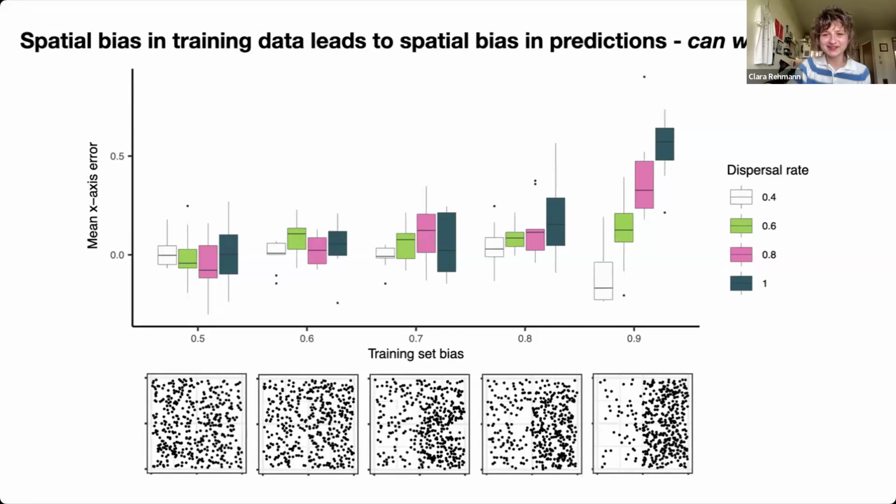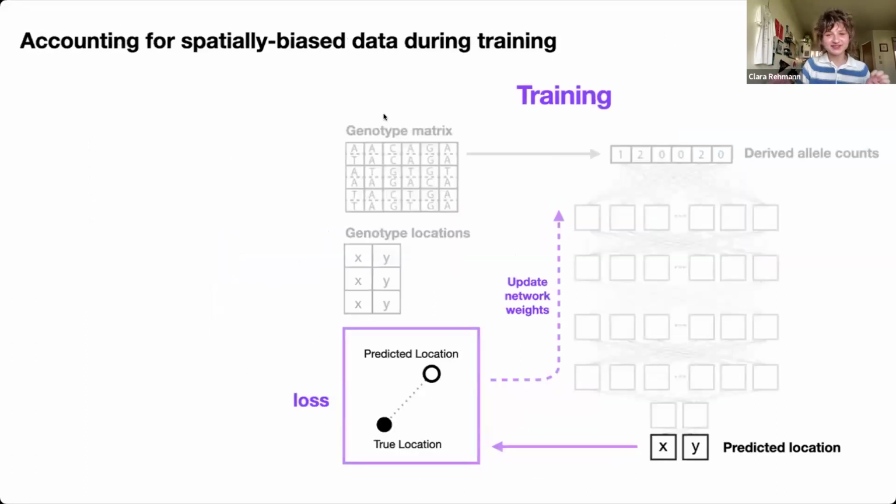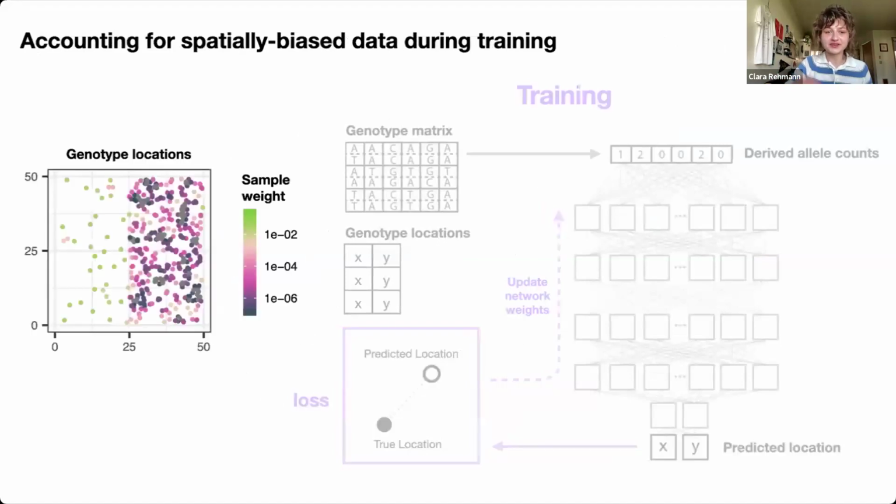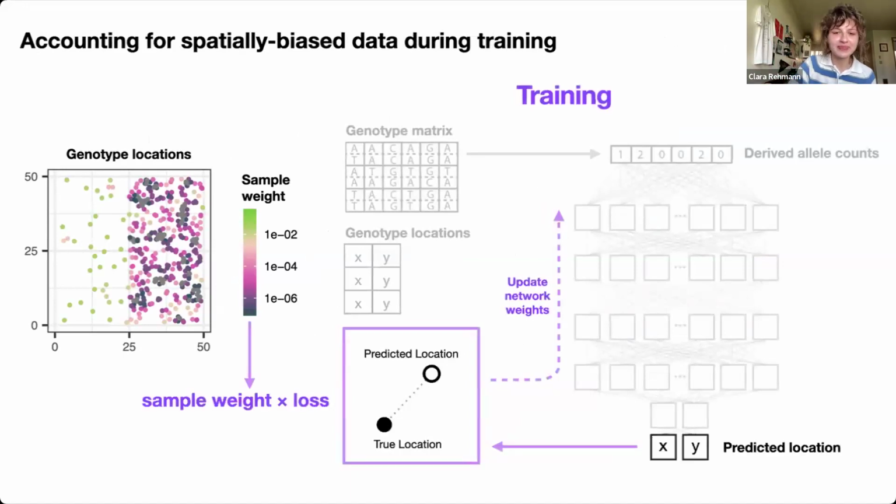So we set out to account for this bias. To do this, recall that during training, the network is aiming to minimize the loss, the distance between true and predicted location. With our biased training sets, we assigned a weight to each sample that was inversely proportional to the density of sampling around it. So a sample from the left half of the landscape is going to be important, and a sample from the right half of the landscape less important.